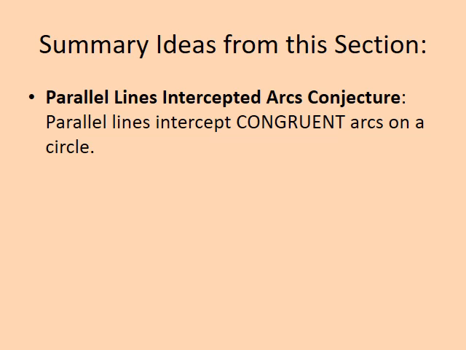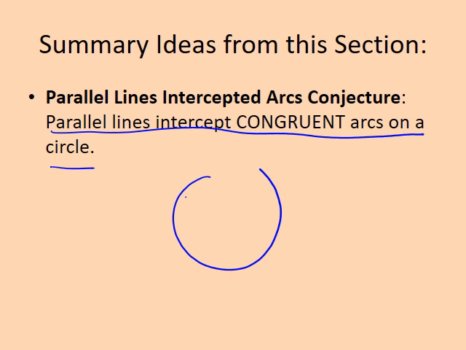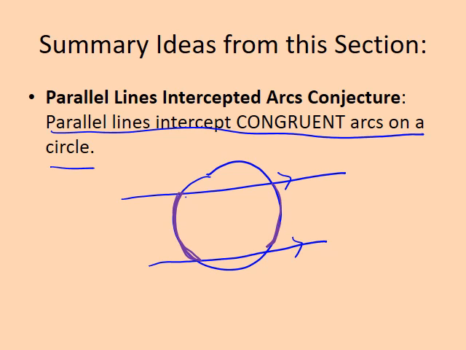The last conjecture that you explored is the fact that parallel lines intercept congruent arcs on a circle. So here's our circle. If we have two parallel lines, these lines are parallel, then the arcs on the inside intercepted by them are congruent. So this arc right here is congruent to this arc right here.